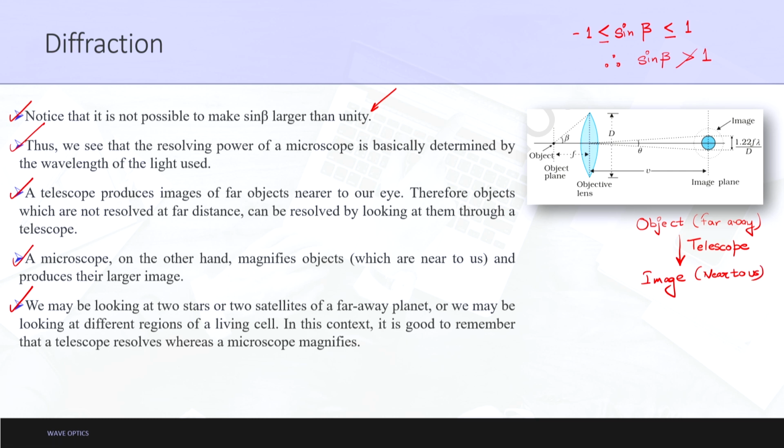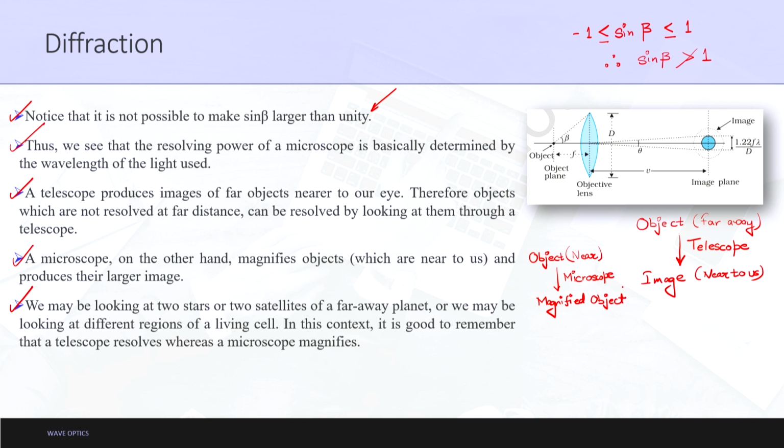What does a microscope do? Again there is an object, but it is near to us. When we pass it through a microscope, it just magnifies it. So the magnified object is visible. The magnified object is visible.